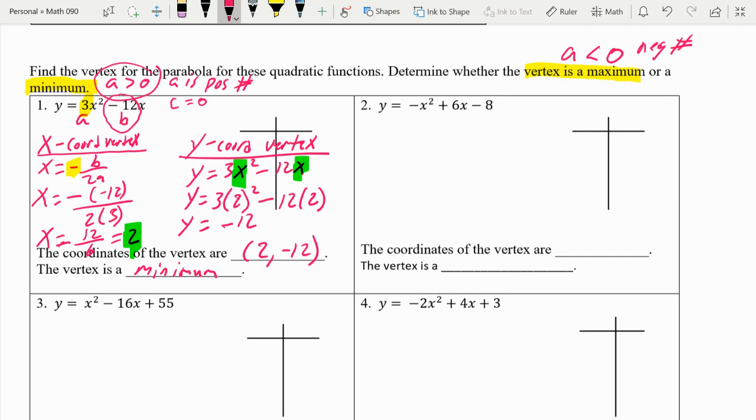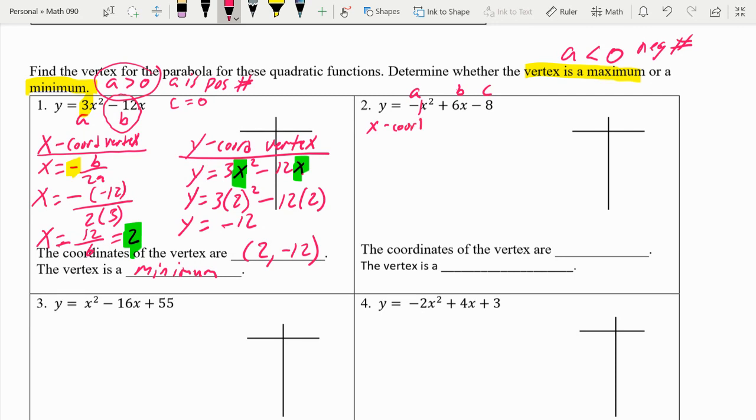Over here, again, there's A, there's B, there's C. A is negative 1, don't forget that. There's a 1 sitting there. People in math are lazy, they don't write it. It's understood to be a 1.